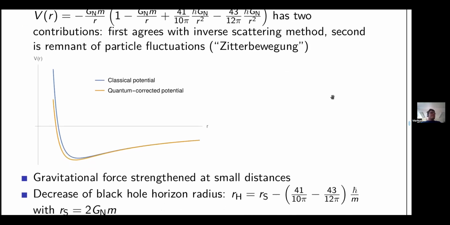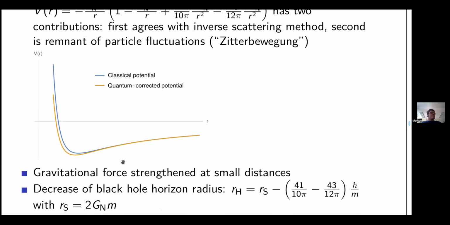Another interpretation of the result is that if you look at where this crosses the zero axis, since the gravitational force is a bit stronger at small distances, you get a decrease of the horizon radius of a black hole, if you want to interpret it in that way. So you don't get the classical Schwarzschild radius, which is just 2GM, but a tiny correction to it. It's a tiny bit smaller. So your quantum corrected black hole is a bit smaller than the classical black hole. This is the interpretation.